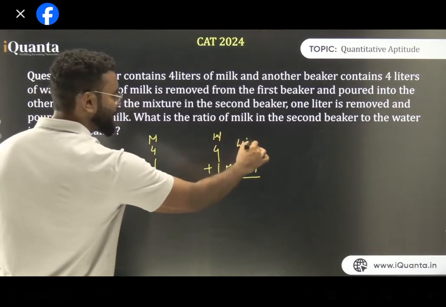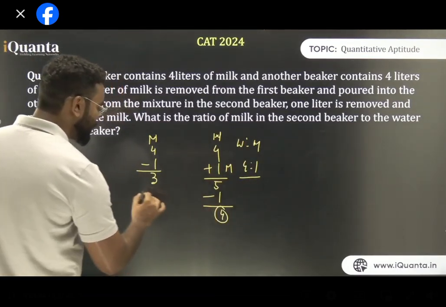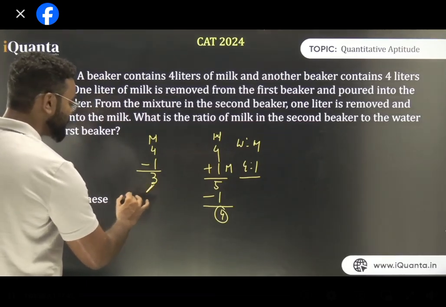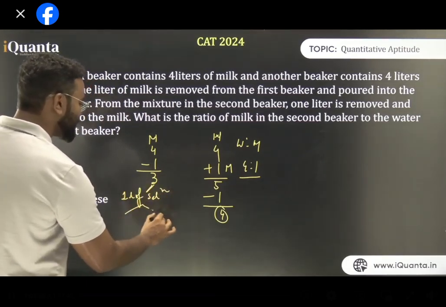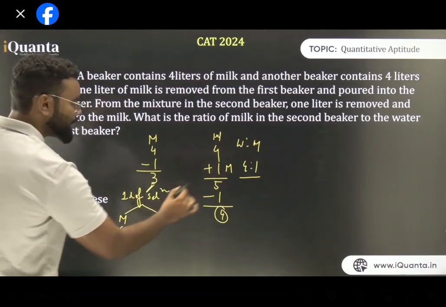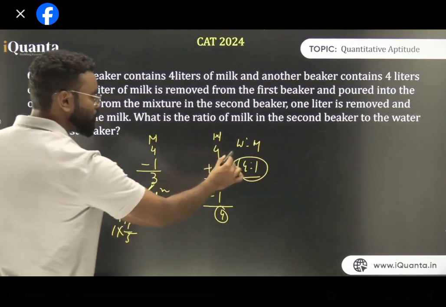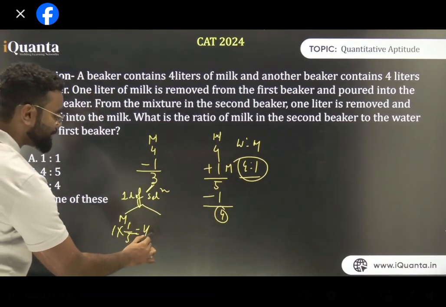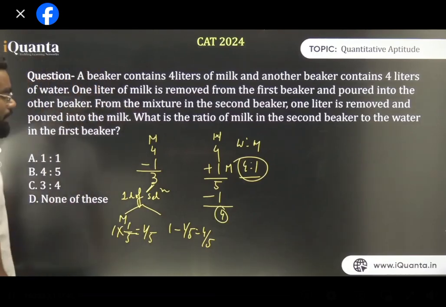So what is water to milk? That is 4:1. Now I have taken 1 from here, so it becomes 4. And now if I am adding 1 here, so this is 1 liter of solution. In this 1 liter of solution, what is the amount of milk? The amount of milk is 1 into 1 upon 5, because the ratio of water to milk is 4:1. So 1 upon 5 is the milk. What is water? 1 minus 1 upon 5, which is 4 upon 5. So that is the amount of milk, and this is the amount of water.